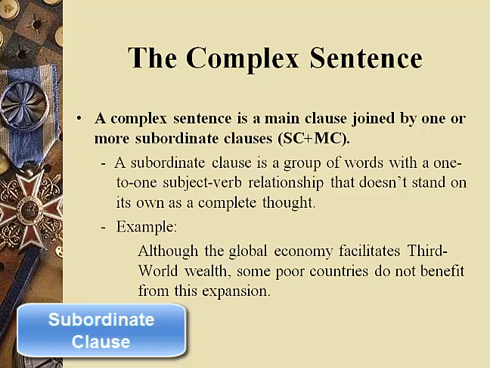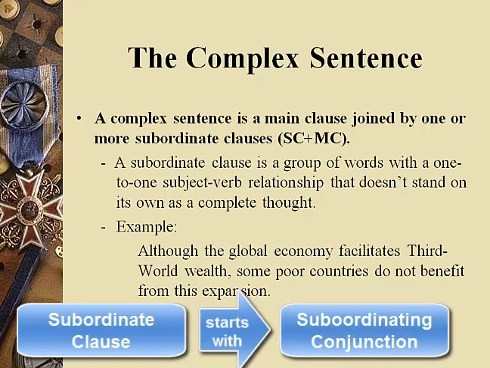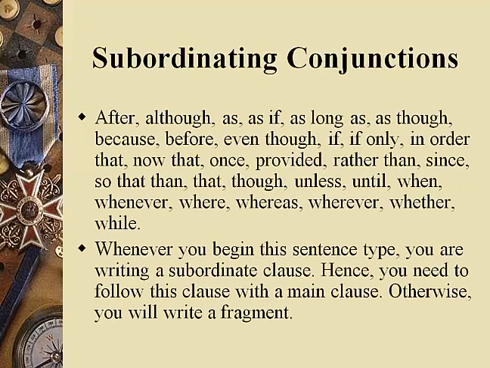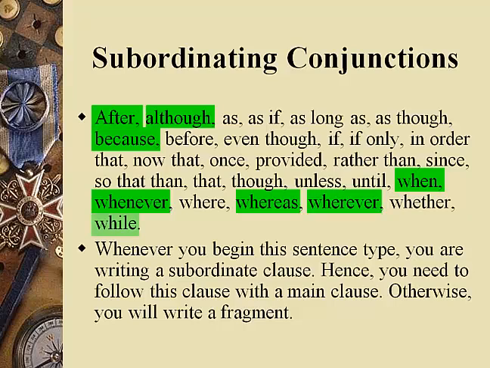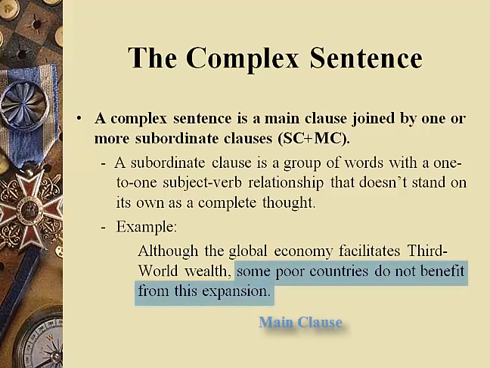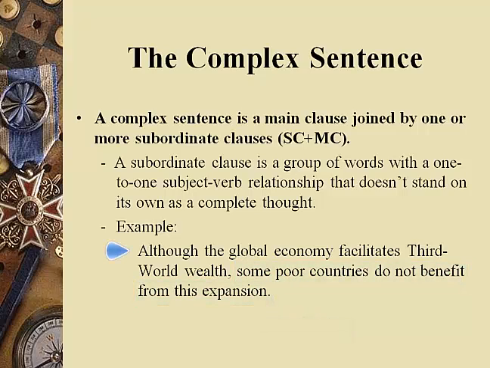A subordinate clause, therefore, is different than a main clause because it starts with what's called a subordinating conjunction. Remember earlier we were talking about the coordinating conjunctions being FANBOYS. Well, let's take a look at all the different subordinating conjunctions we can deal with. After, although, because, whenever, when, whereas, wherever, while, rather than, since. These are all examples of subordinating conjunctions. And what ends up happening is that when you start a sentence with a subordinating conjunction, you have an incomplete thought automatically. And that means that you have to add another clause, aka a main clause, to that subordinate conjunction in order to create a complete thought. So the example we have here is, although the global economy facilitates third world wealth, comma, some poor countries do not benefit from this expansion.